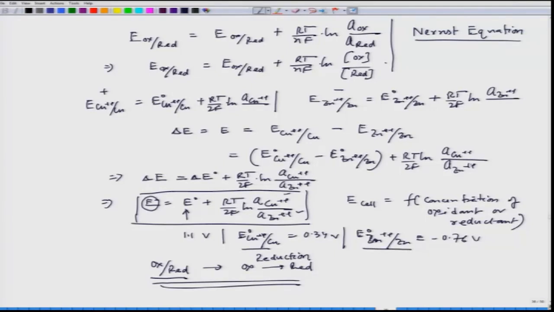This relation also tells me what the cell potential would be if we change the concentration. Now, if we make the concentrations 1 and 1, then of course E becomes E0 cell, which is the standard potential difference. This also becomes delta G0, because we are considering the standard value. Once we know this, we have to look at the quantification.